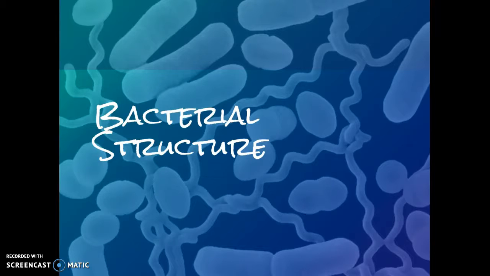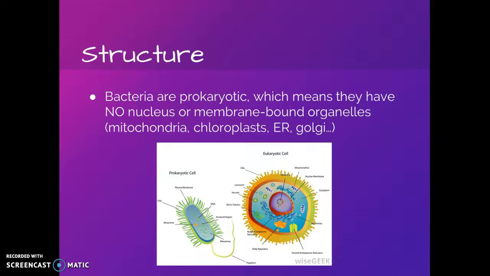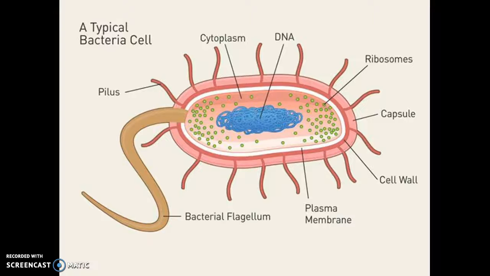Our next topic is bacterial structure. Here's a typical bacterial cell. You can use this diagram to label the picture on your notes. Here we see a diagram of a typical bacterial cell. We can see that its structure is quite simple. Bacteria are prokaryotic, meaning that they do not have a nucleus or any other membrane-bound organelles. Bacteria do not have mitochondria, do not have chloroplasts or ER or Golgi.